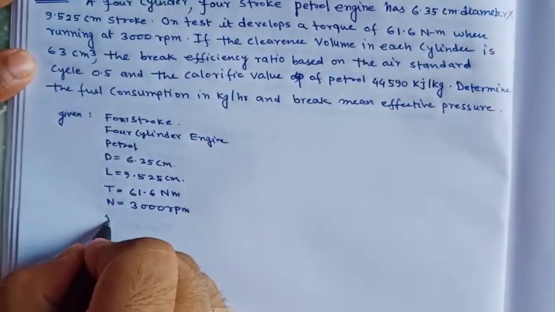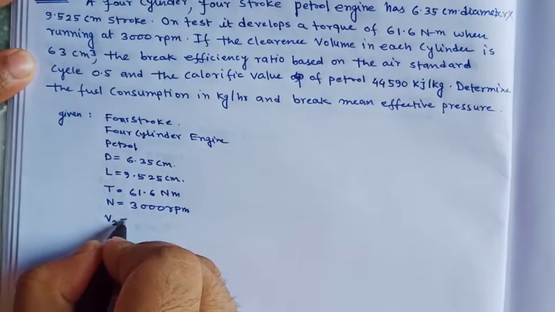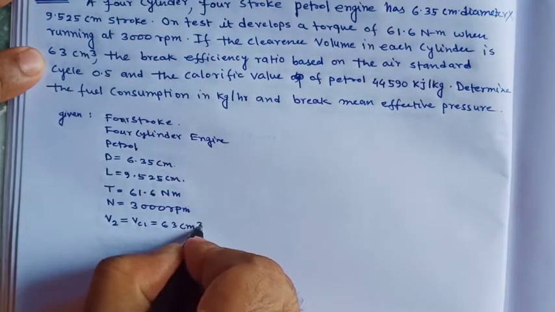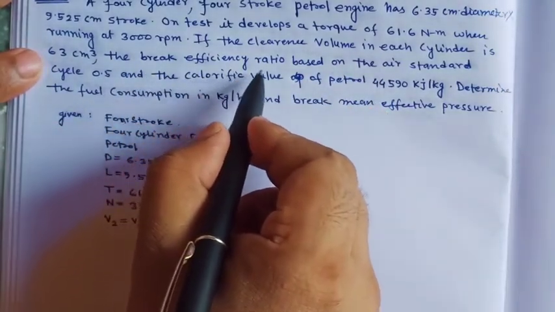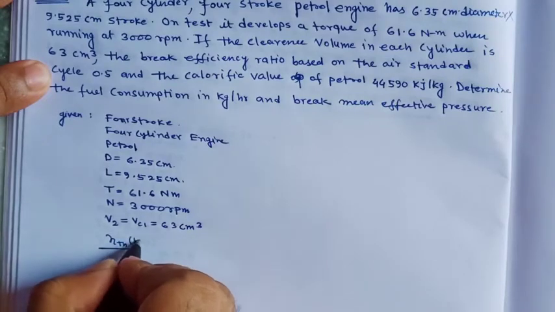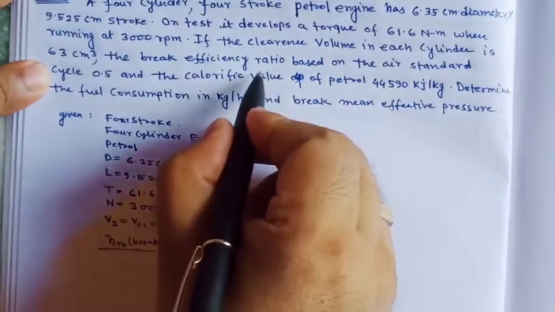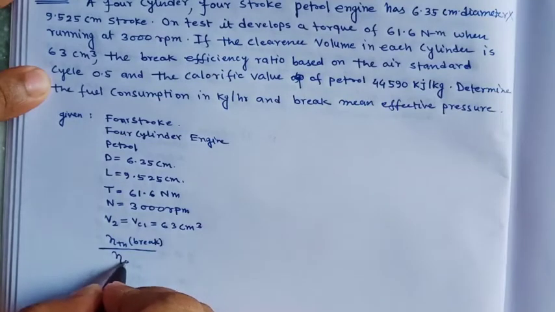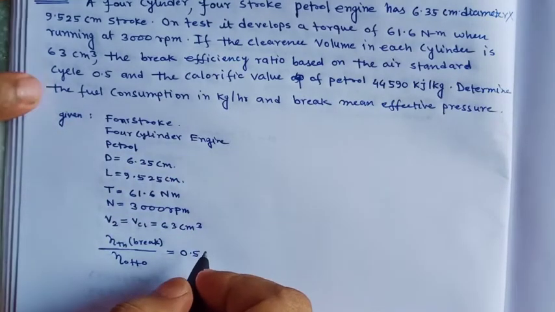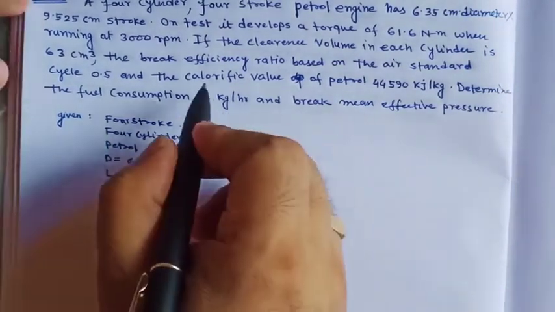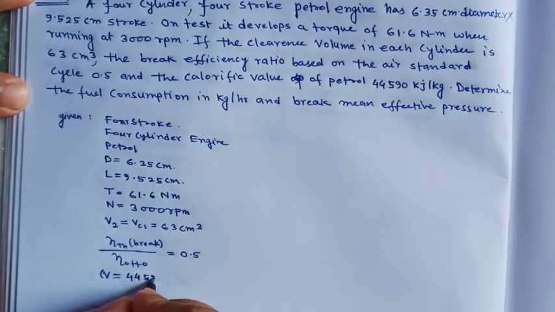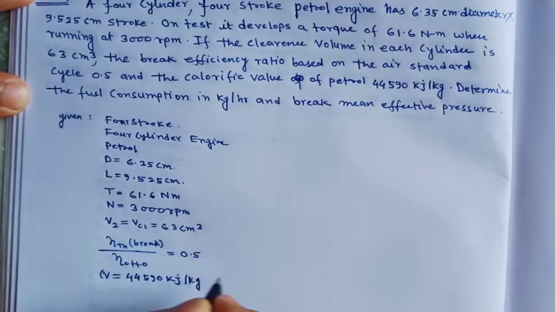Now clearance volume is given. Clearance volume V2 or V clearance is 63 centimeter cube. The brake thermal efficiency ratio, based on the air standard cycle, that is air standard cycle. This is a petrol engine, so this is Otto. This ratio is given 0.5. Okay, and the calorific value CV is given 44590 kilojoule per kg.